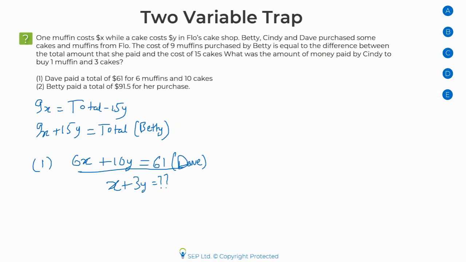Yes or no? Let me see a few answers in the chat box. Can we get a unique value for x plus 3y? Or at least can we go to the extent of finding out x and y individually? Can we do that? Why? People who say no, tell me why. And people who say yes, tell me how.